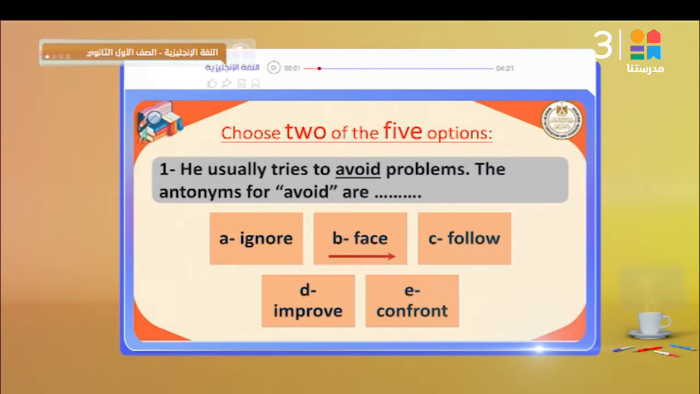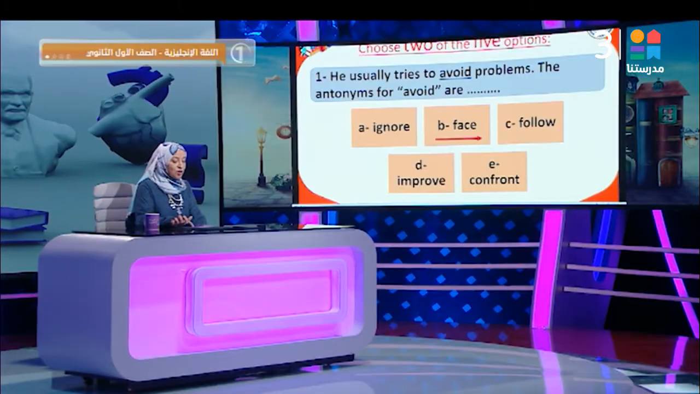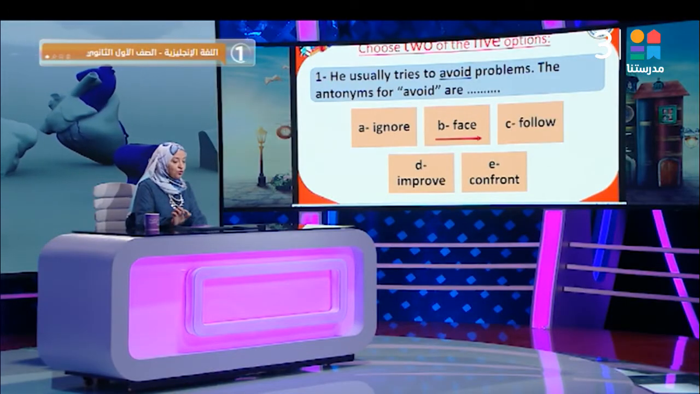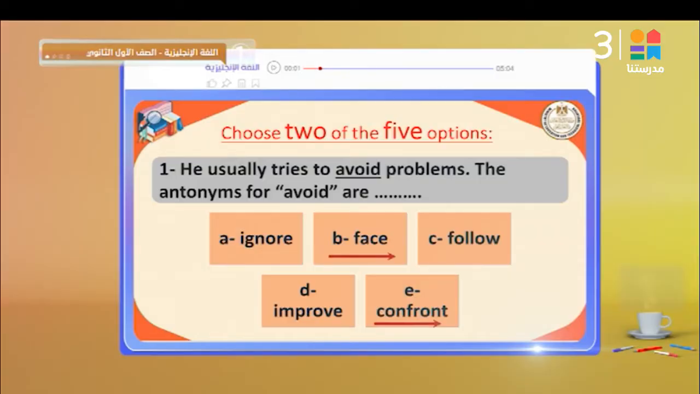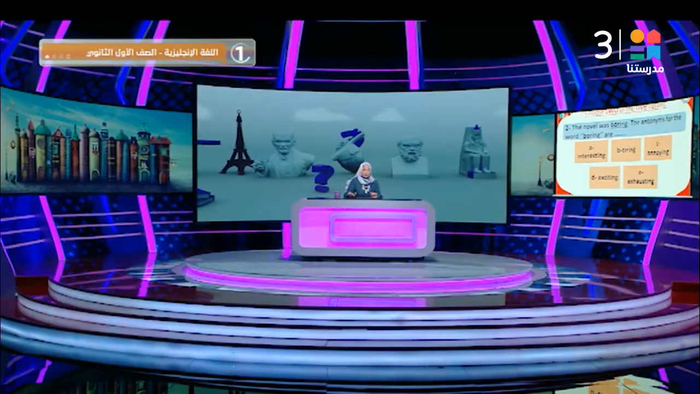And what else? We have the word ignore. We have the word follow. We have the word improve, to make better. And we have the word confront. To confront means the same as to face. So the opposite of avoid is to face, to avoid a problem. The opposite is to face a problem or to confront problems. To face problems.